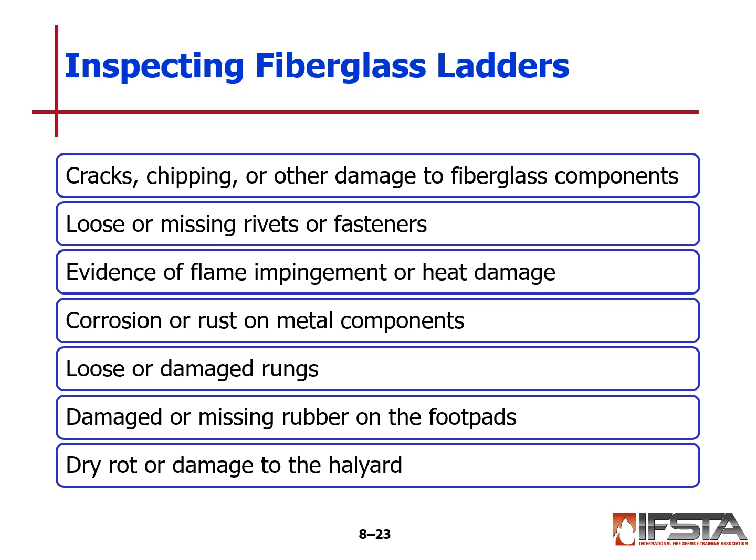Evidence of flame impingement or heat damage, corrosion, rust on the metal components, any loose or damaged rungs, again, just like with our metal ladders, damaged or missing rubber on the foot pads, and any dry rot or damage to your halyard. And another thing to keep in mind with fiberglass is fiberglass will burn a lot easier than aluminum. Aluminum will burn. It has to be in a finer arrangement. The fiberglass beams on a ladder will burn, catch on fire.